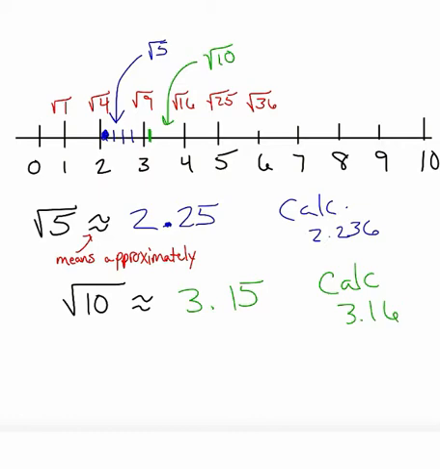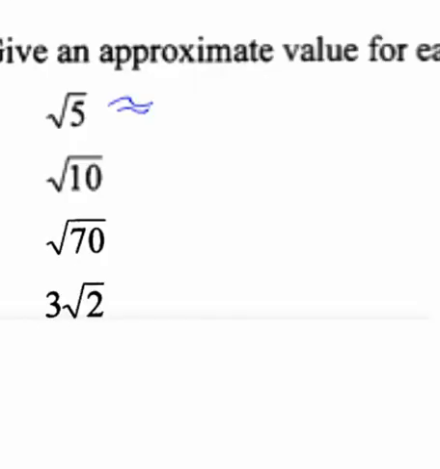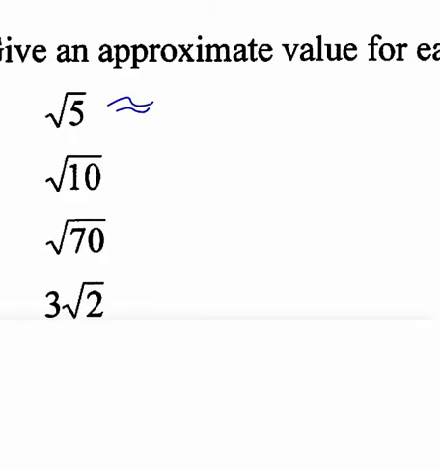And with a little bit of practice, you can get this quick and that close as well. And that's how you do it. You think, what are the two perfect squares on either side of the number so I can figure out what is between, and then what's closest. So now I'm going to get rid of the number line and just go back and look at the numbers.